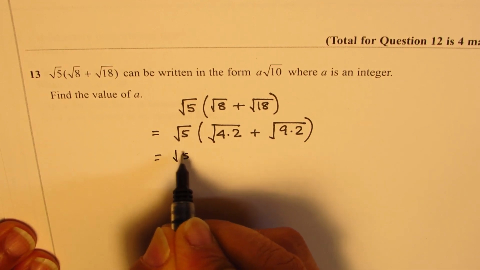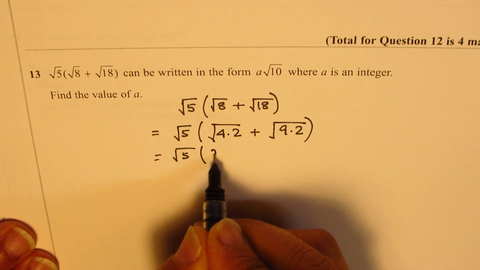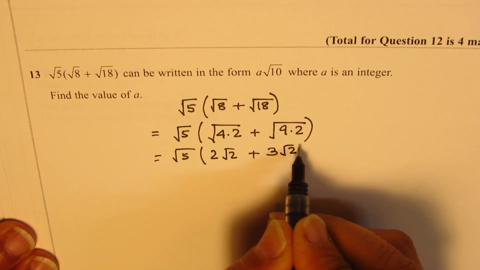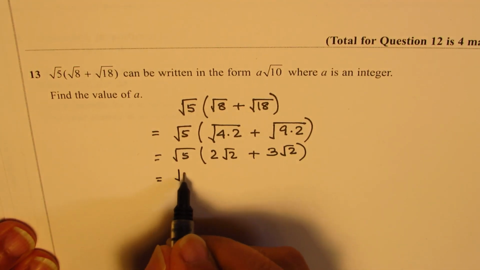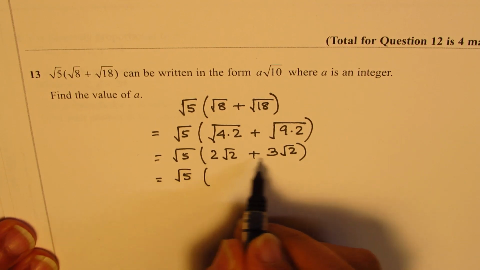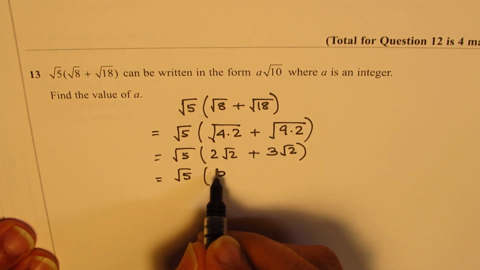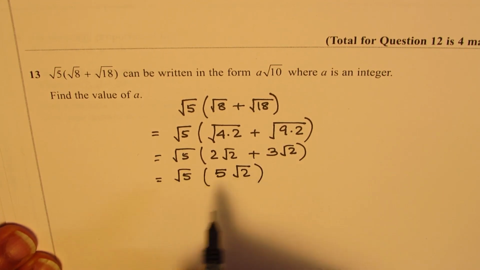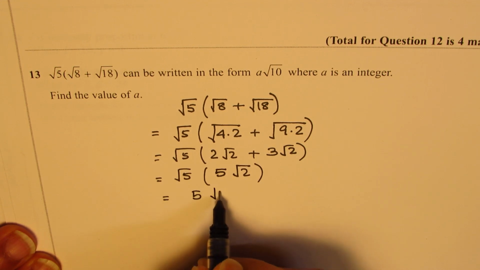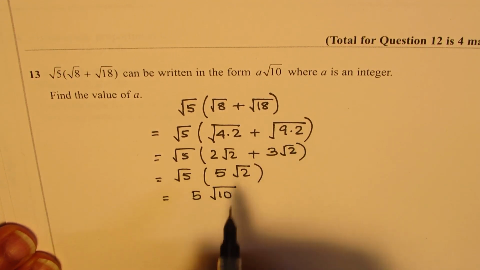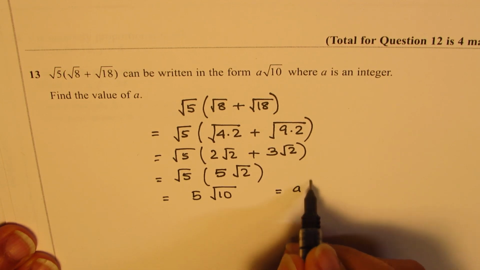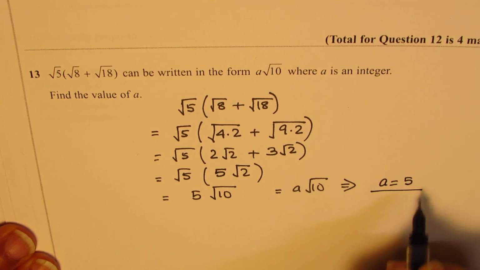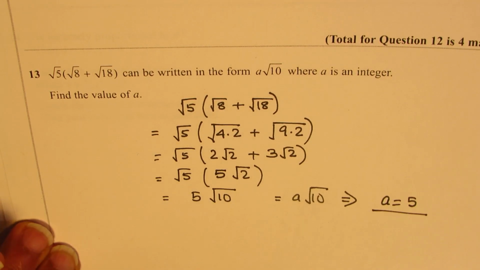So that means we could write this as square root of 5 times (square root of 4 is 2, so 2 square root 2, plus square root of 9 is 3, so 3 square root 2). And 2 square root 2 plus 3 square root 2 is 2 plus 3, which is 5, so 5 square root 2. Now when you multiply, you get 5 square root 10, right? So if 5 square root 10 is the same as a square root 10, this implies that a is equal to 5. Clear? So that's what you can do.